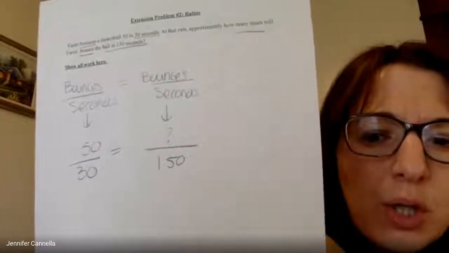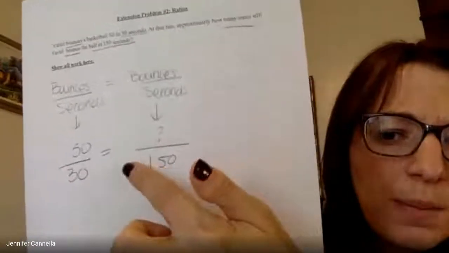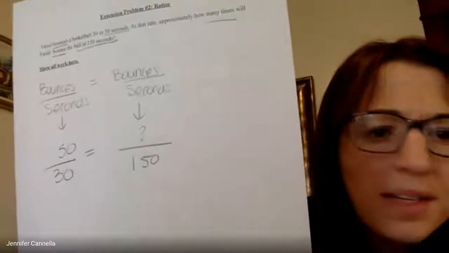How do we go from 30 to 150? Times 5. Multiply 50 by 5. I heard somebody say they divided. Did you multiply 150 times 50 and then divide by 30? Yeah. That works as well. Either way is fine.